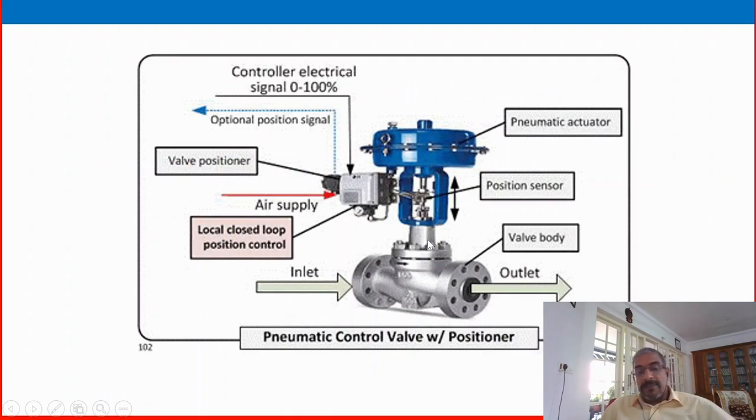So this is another picture I took from Google. Look at that one: the inlet and outlet are there, the valve body is there, the position sensor is there, the pneumatic actuator is there. The control signal is coming to the positioner, plus the air supply is also coming. These two are coming and the output is going to an optional position signal. The output is going from here to here, the positioner. So a local closed loop position control is there.